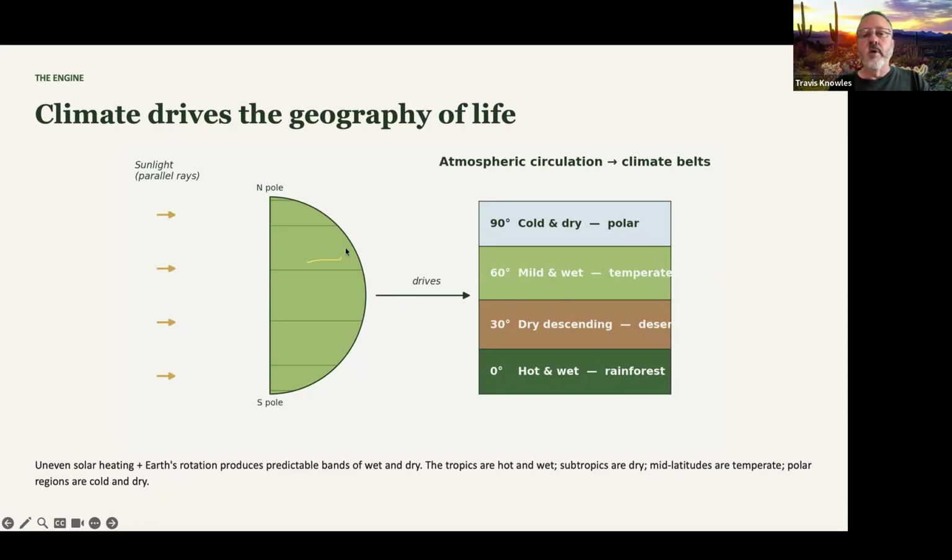Then farther away from the equator, at about 60 degrees north and south, it's also wet, but it's a bit cooler. It's mild and wet. This is where we find the temperate forests of the world. And finally, when you get up here to these polar regions, north and south, it's very cold and very dry. The polar regions are actually a cold desert. That's the habitat that you find near the poles.